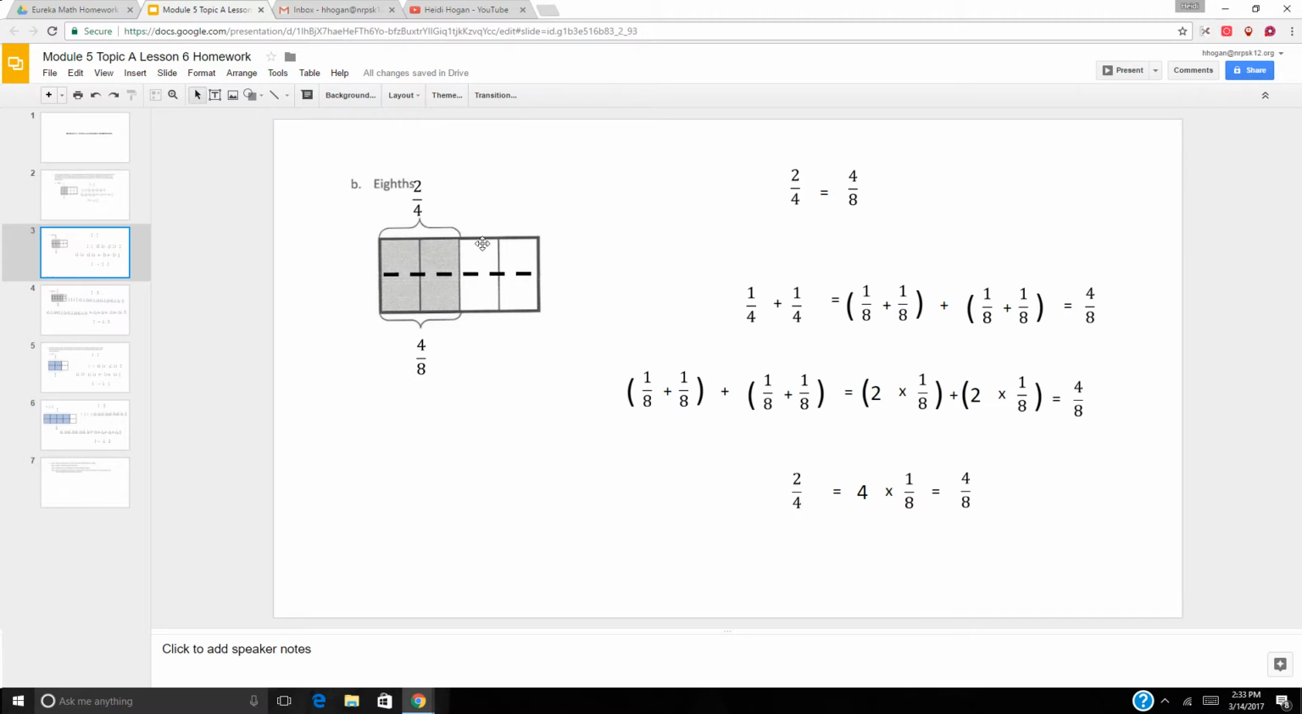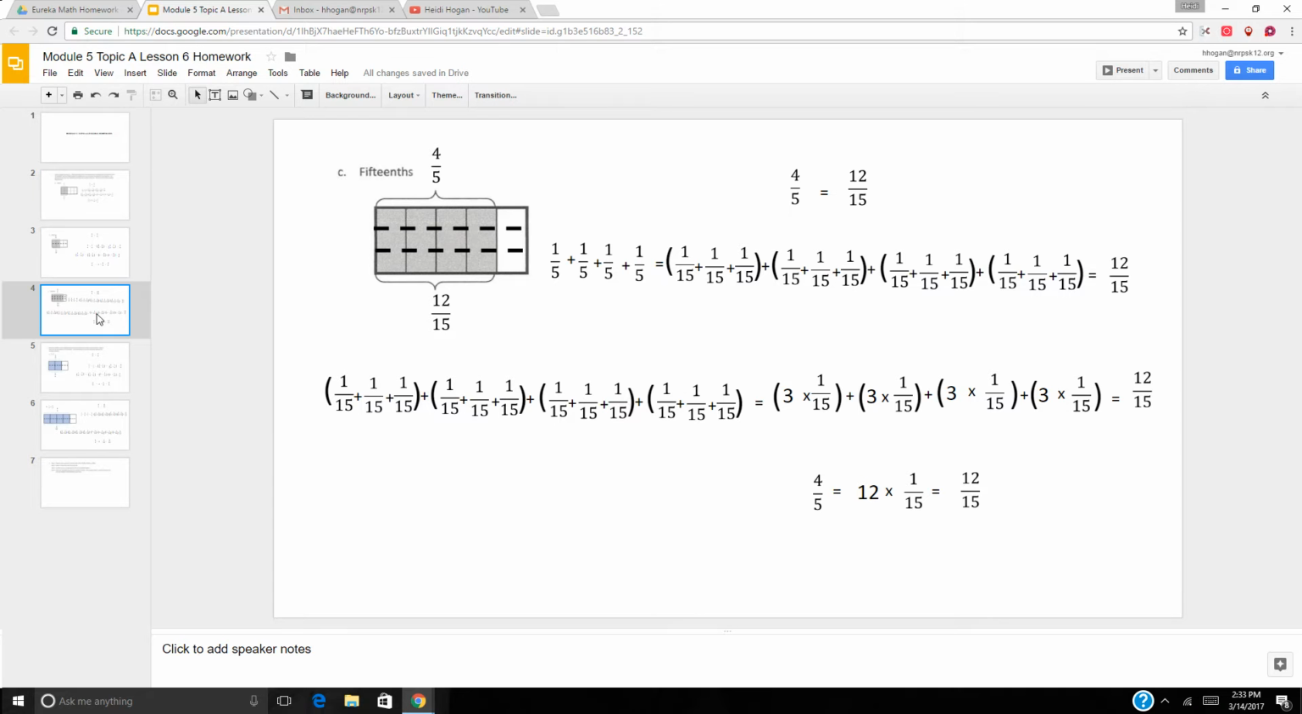So we have eighths. So 1, 2 fourths. So 1/4 plus 1/4 equals 1/8 plus 1/8, 1/8 plus 1/8. And that equals 1, 2, 3, 4 eighths. So 1/8 plus 1/8, 1/8 plus 1/8, is the same as 2 times an eighth, plus 2 times an eighth, or 4/8. So 2/4 equals 4 times 1/8.